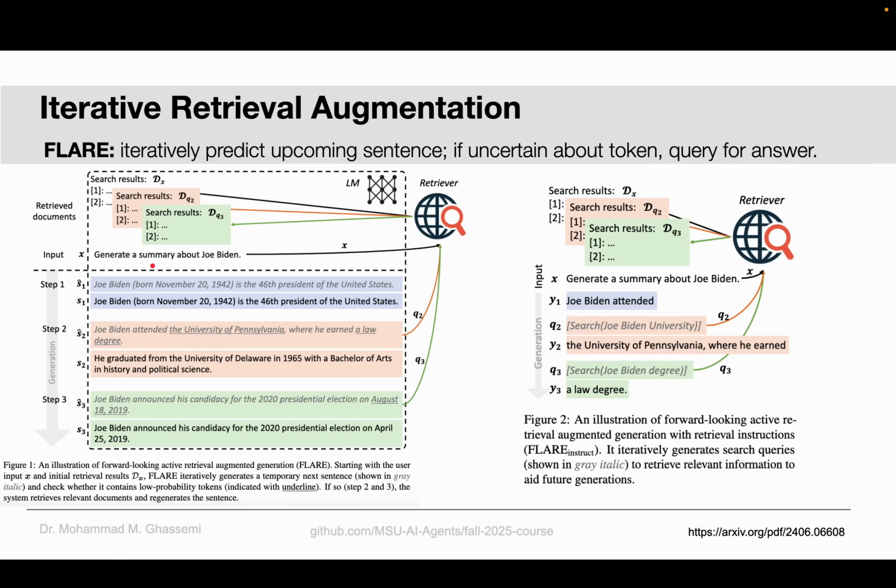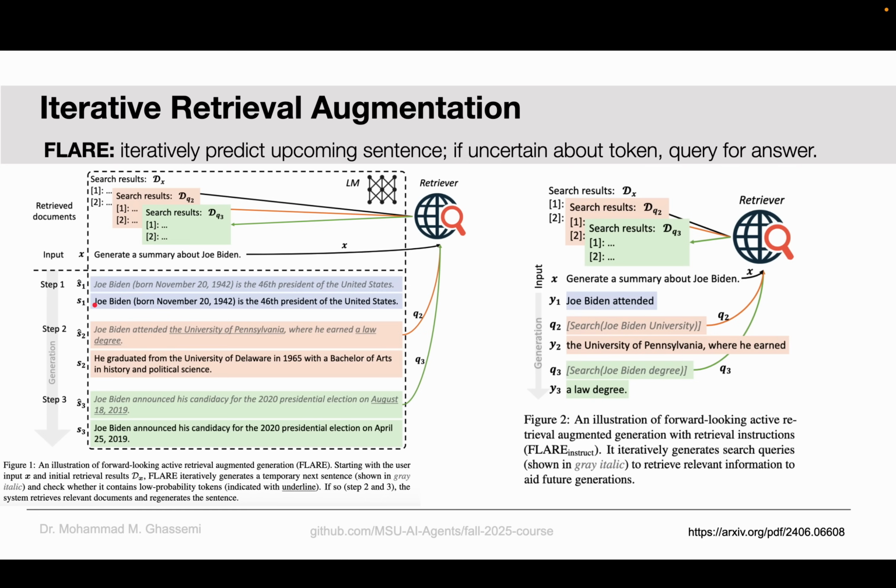And so the innovation in this paper, which I really liked, was they came up with a principled way to determine when you should call the database. And it works sort of like this. They have an input, let's say generate a summary about Joe Biden, and then they can have their language model generate an output. Joe Biden was born on November 20th, 1942, and is the 46th president of the United States. Okay, these are their examples, not mine.